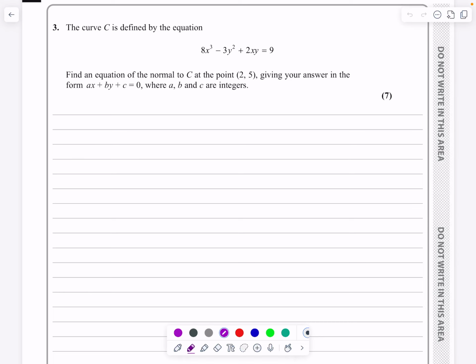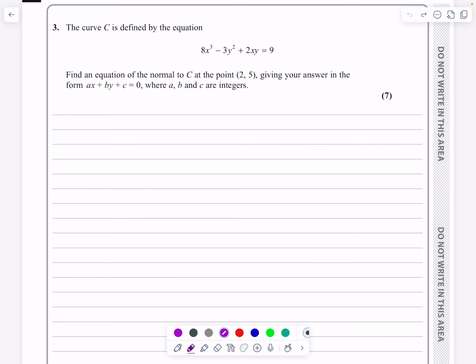Okay, this is the P4 paper from June 2024. It's question number 3, and this is a differentiation question, and in particular, it's implicit differentiation when we're going to be differentiating this function. We're going to be trying to find the equation of a normal. Okay, let's make a start on it.